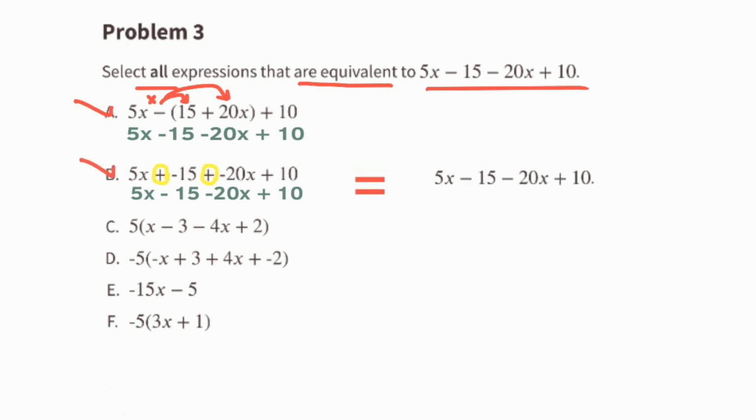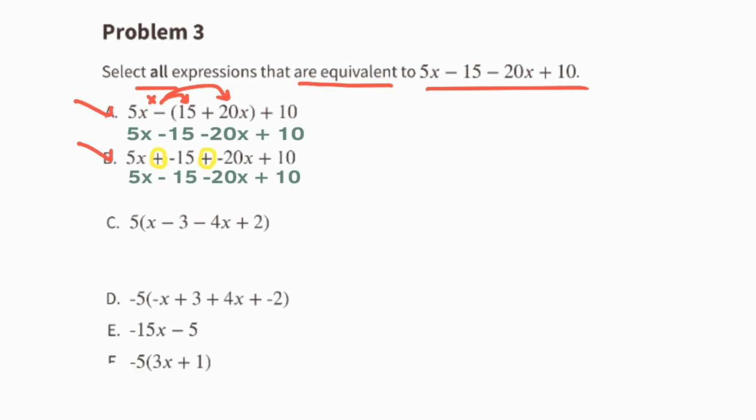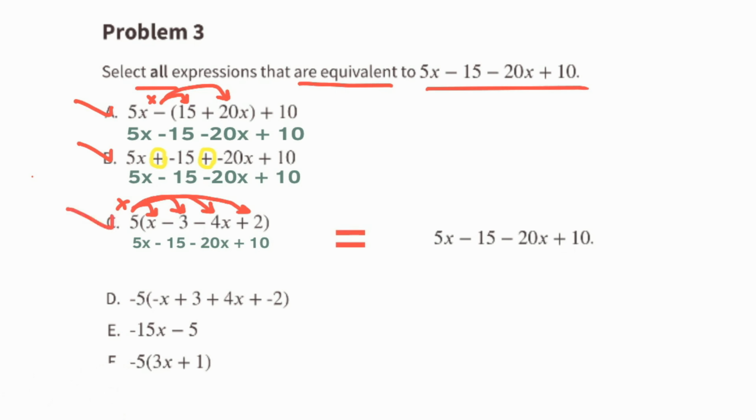C. 5 times x and 5 times a negative 3, or 5 times x minus 5 times 3. We can rewrite this as 5x minus 15, and we have 5 times a negative 4x, that's a negative 20x, and 5 times positive 2, that's a positive 10. This expression is also equivalent to the original expression.